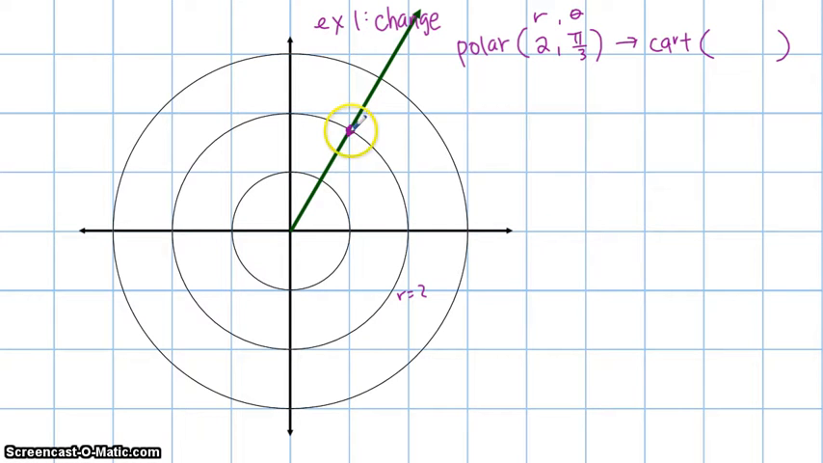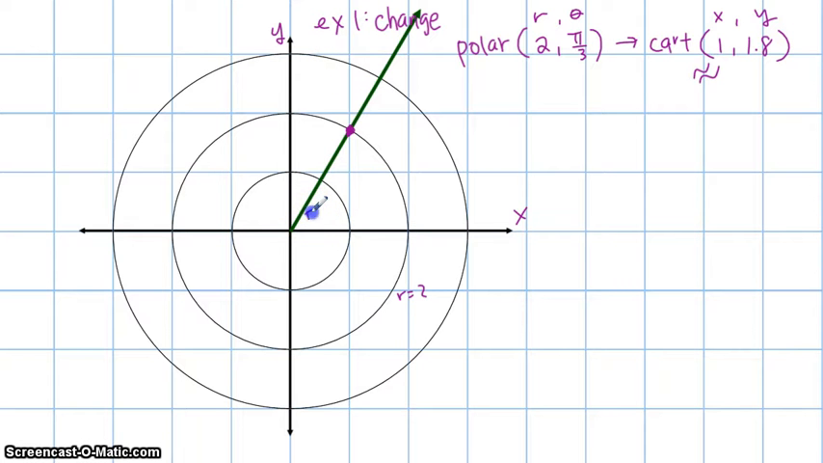What if I wanted to change it to Cartesian coordinates? Now again, it's the exact same location on the map, except this time I'm drawing these x and y axes. And it looks like it's going to be approximately 1 and 1.8-ish. So this is approximate. Okay. How can we tell for sure?